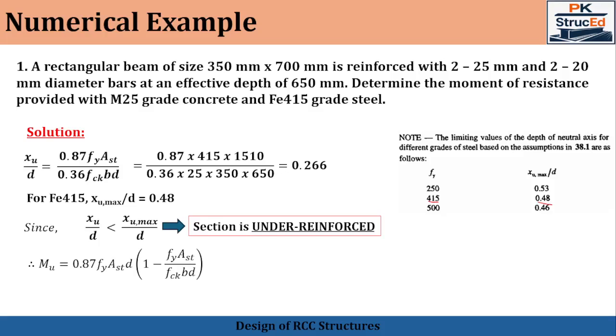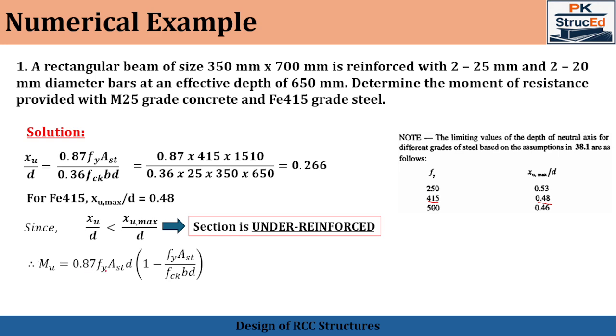So here 0.87 Fy represents the design stress in steel. Ast is the amount of steel resisting the tension, where d − 0.42 Xu is the lever arm. So this expression directly comes from the stress block assumptions, where forces and moment equilibriums were considered. So once you confirm the section is under reinforced, always use the steel controlled moment equation. That is what has been given.